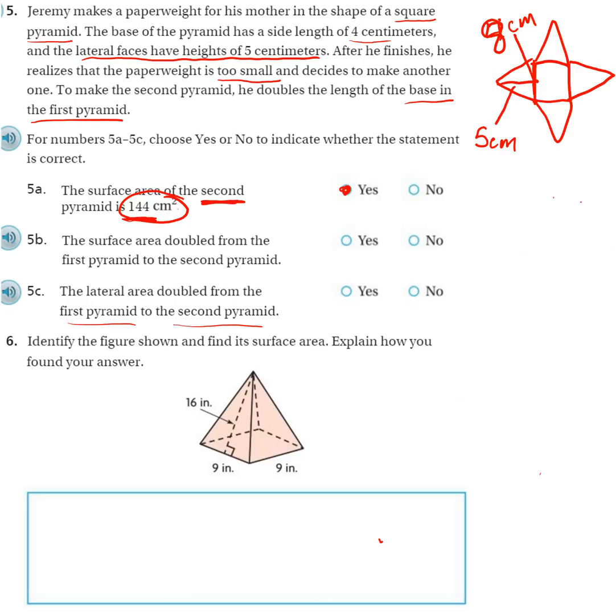Okay, number 6. Identify the figure shown. So identify it, what is it, and find its surface area. Okay, well, this is a 9 by 9, so that shape is a square. It has a square base, and then the sides are triangles, so it is a square pyramid.